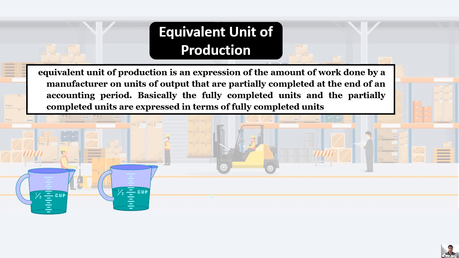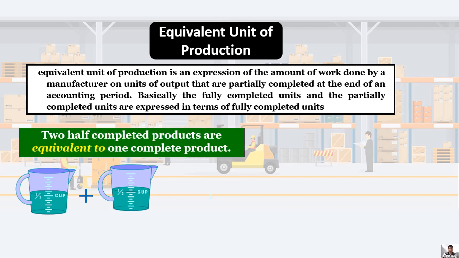Diba? So, under the concept of equivalent unit of production, 2 half-completed products are equivalent to 1 completed product. So, basically, pagsasamahin mo lang yung kanilang mga pagkukulang. So, ibig sabihin, 1 half plus 1 half is equal to 1 completed goods. So, lumalabas dahil 50% completed yung isa, tapos yung isa ay 50% completed din. So, pag pinagsama po natin sila, as if nakakabuo tayo ng isang 1 completed good.